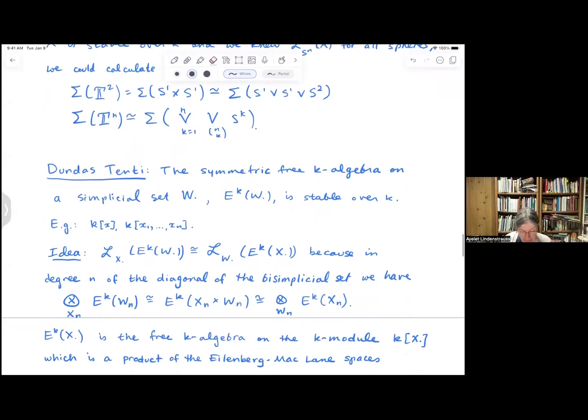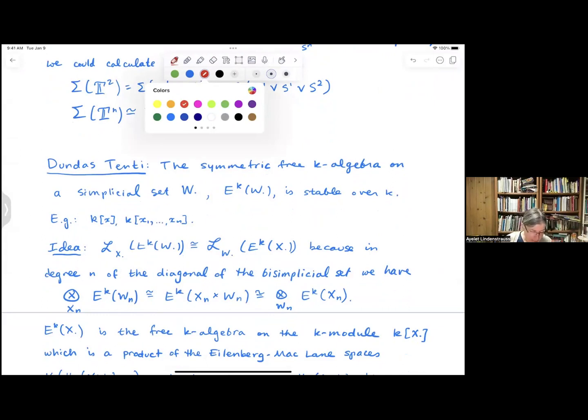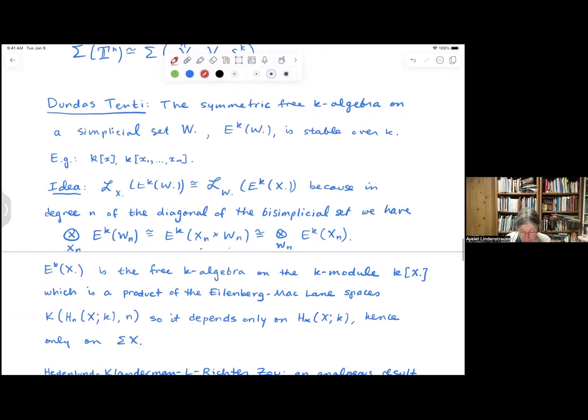Because in degree n of the diagonal of the bisimplicial set here, you have a tensor over K[W_n], but that's the same as K[X_n times W_n]. Each generator W_n that comes from the coordinate of X_n could be regarded as a generator corresponding to that X_n and that W_n. But then, of course, you could group it the other way. And this K[X] is the free K algebra on the K module KX. And the K module KX is the product of the Eilenberg-MacLane spaces K, H_n(X;K). And so it could just be entirely reconstructed from H star of X with coefficients in K.